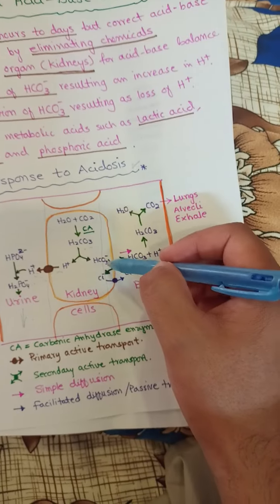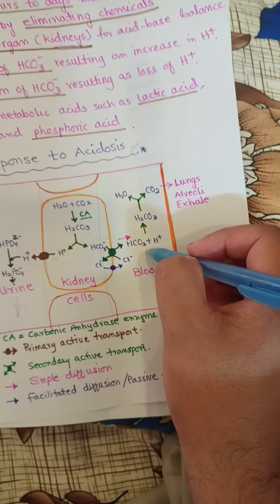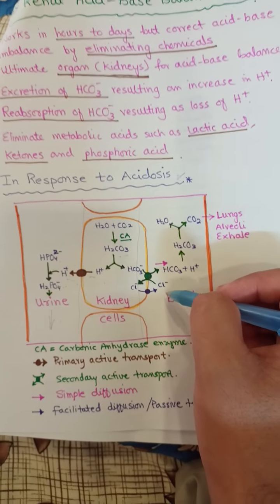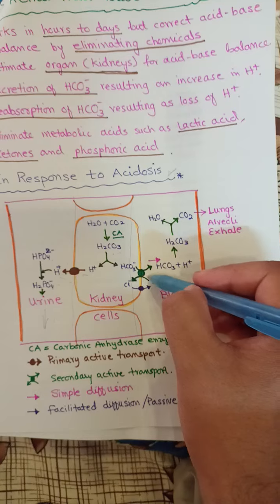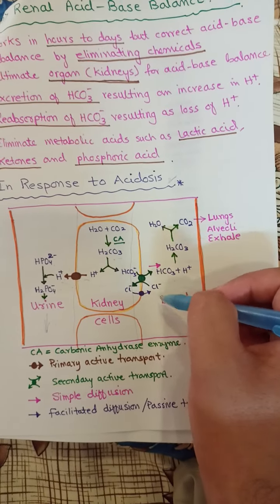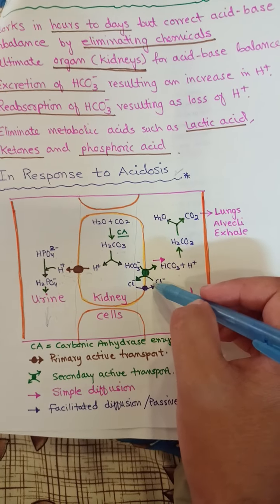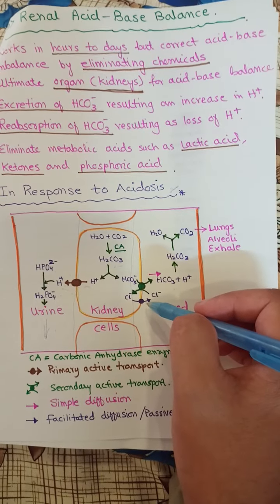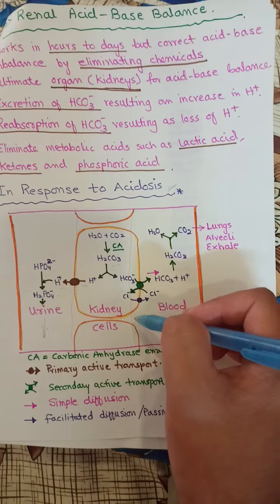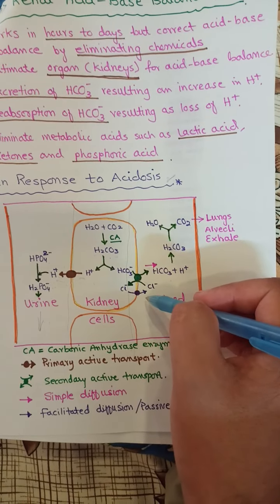Whereas bicarbonate ion will be exported outside towards the bloodstream, and it will occur with the help of chloride ion. So chloride ion comes inside, whereas bicarbonate ion goes outside. So this is an example of secondary active transport. We have studied this kind of transportation in our previous video of ion transport channels, and it will again come outside through facilitated diffusion.